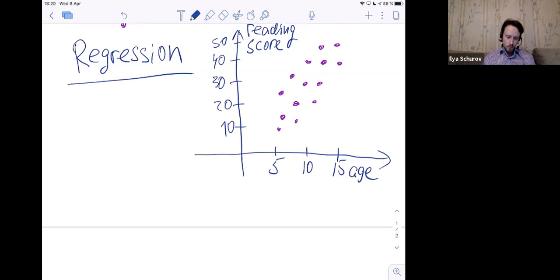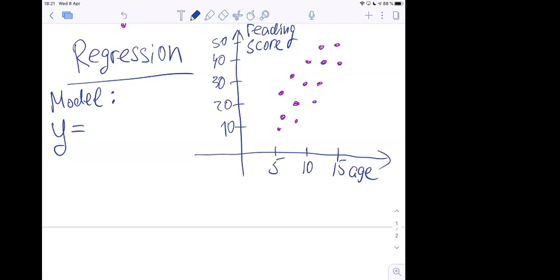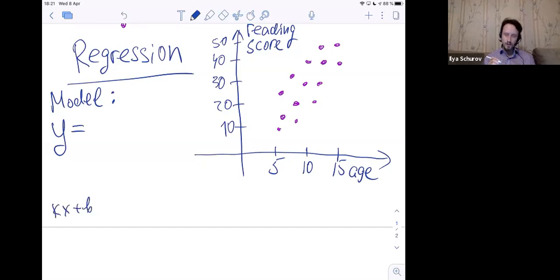So we have a model, and our model says that there is something like y equals to... by the way, who remembers the equation of a straight line, a linear relation between two variables? Kx plus b. In statistics, we usually use a slightly different notation. We usually denote this variable by beta naught, and this variable we denote by beta 1. So our relation will be y equals beta 0 plus beta 1 x.